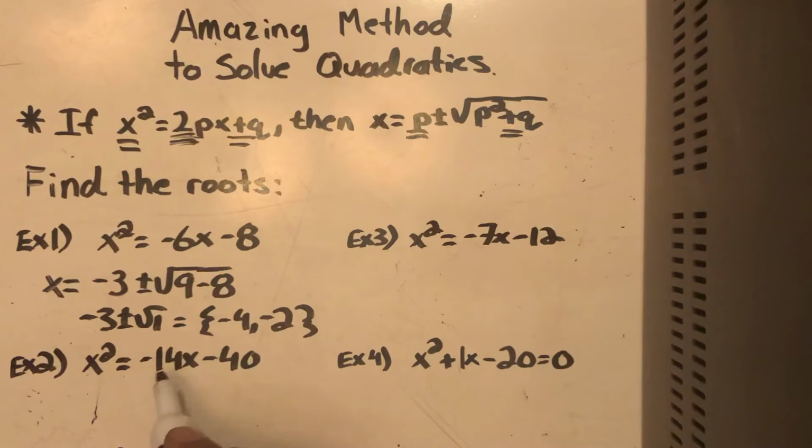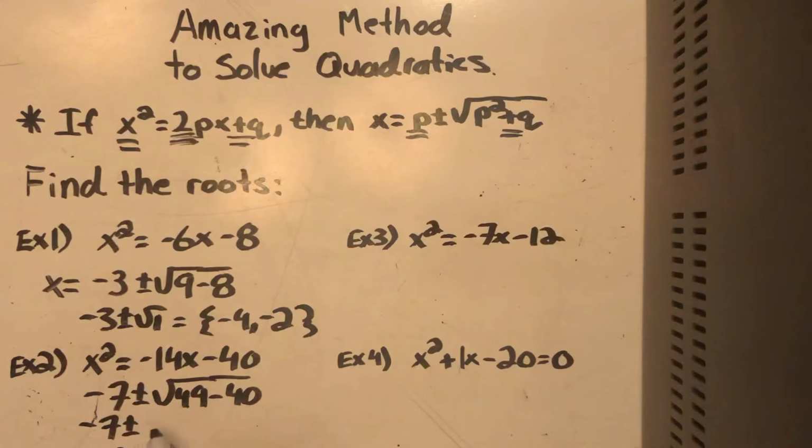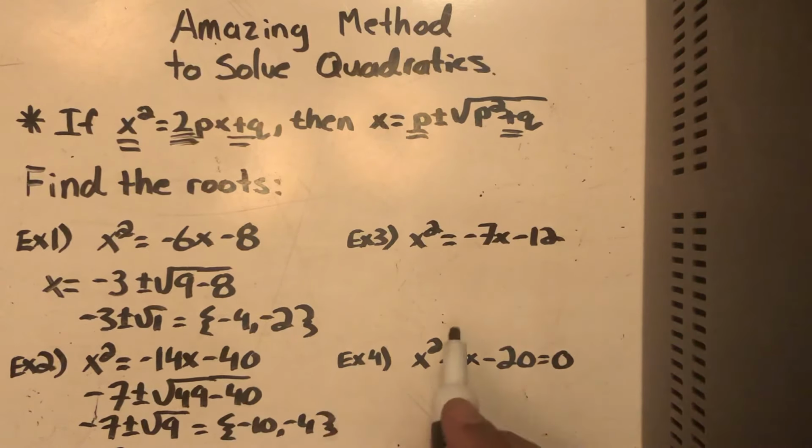All right, let's go here now. What's half of -14? -7 plus or minus the square root of, this squared is 49, attach the constant 40. So I get -7 plus or minus the square root of 9, which we know is 3. So -7 minus 3 is -10, and -7 plus 3 is -4. I'm done.